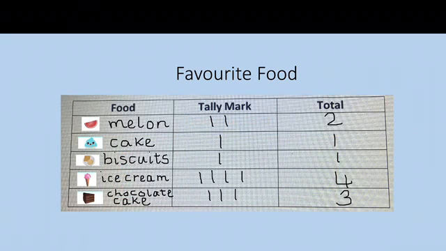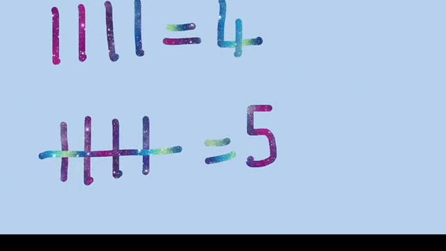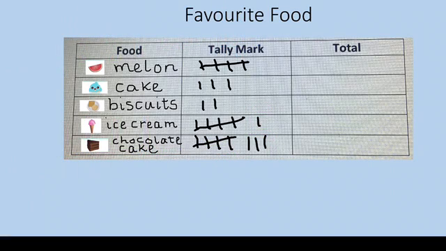These are my results. I then counted up the tally marks and put the answer in the totals column. 4 people chose ice creams, but what if one more person had chosen ice cream as their favourite food? Well, then I need to put a line through the 4 tally marks. This is what we call closing the gate. The reason we do this is to make it easier for us to count.